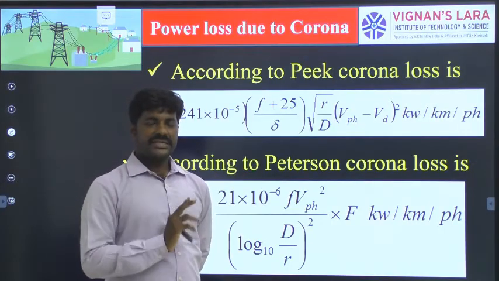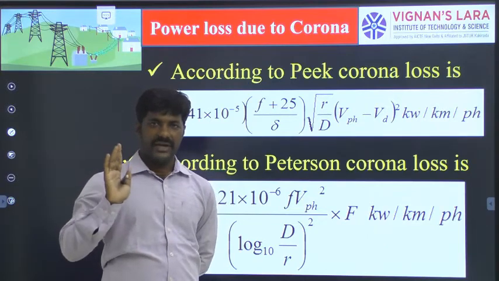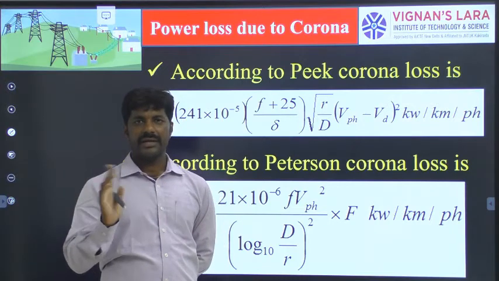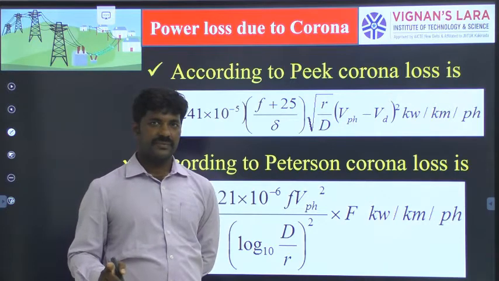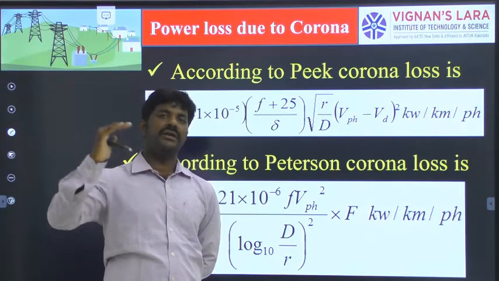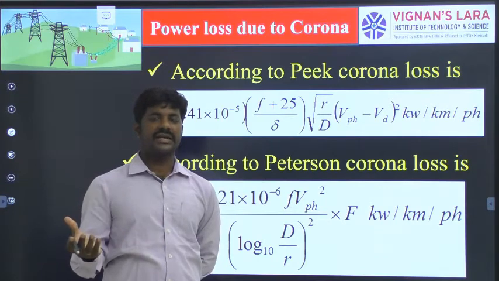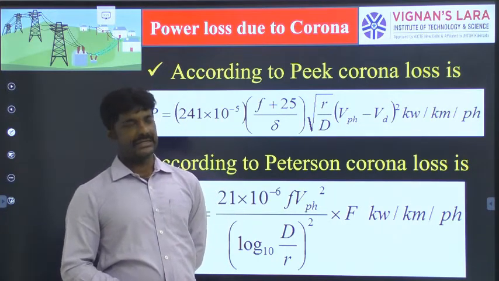In the previous discussion, we came to know that whenever the operating voltage is greater than VD, or equal to VD, that is gradient equal to VD, obviously the ionization starts. Whenever the operating voltage goes beyond VD and reaches up to VV, the visual corona occurs, that is, a luminous glow appearance can be observed around the conductor.